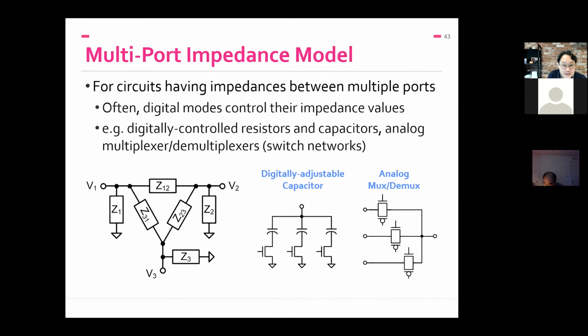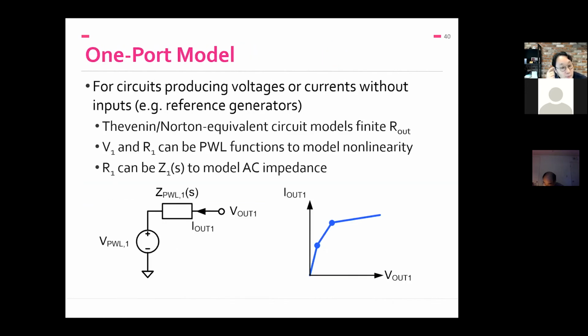So for example, this simple input model can model a DAC, digital to analog converter, because you can treat the digital input as digital mode bits. Depending on the value, you control the output voltage. Even the RDAC and CDAC.